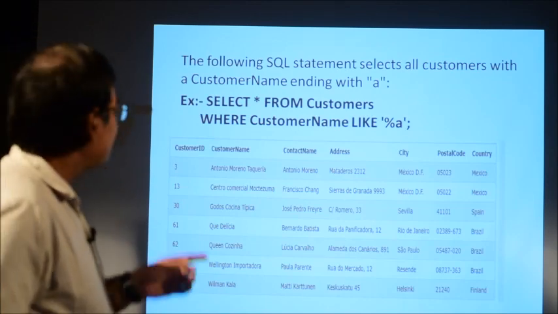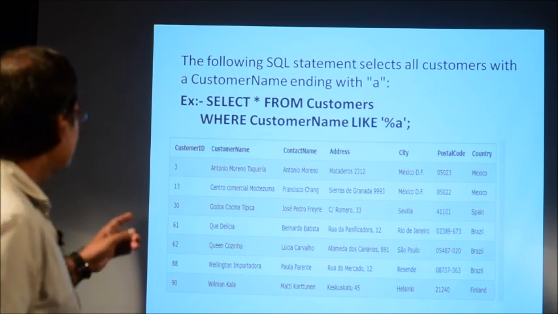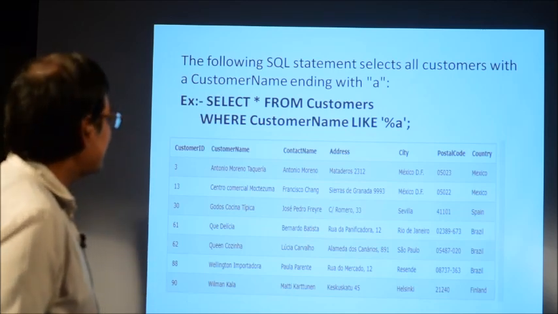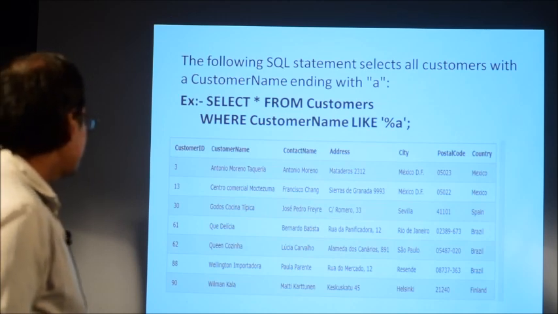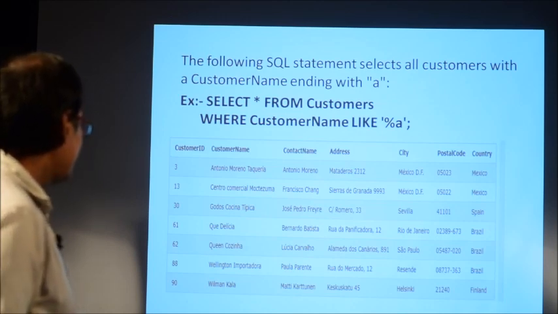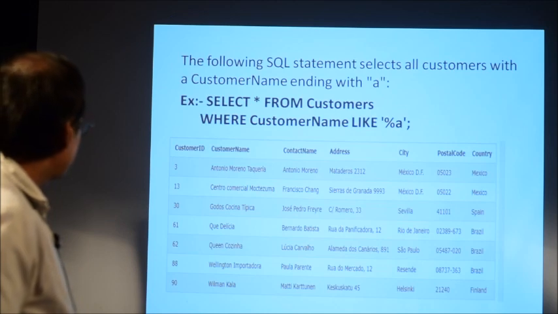So you look at that particular table. That many records are selected from this customer table: 3rd record, 13th record, 30th record, 61st record. I am talking about customer IDs 62, 88 and 90.